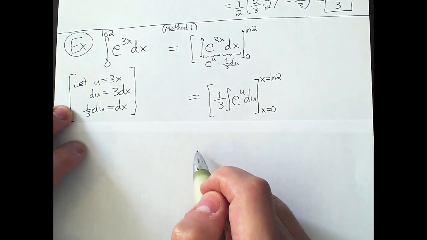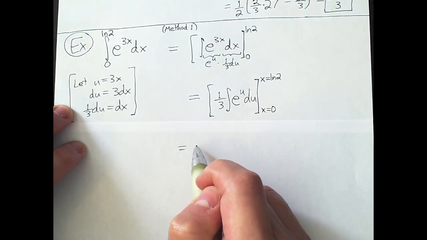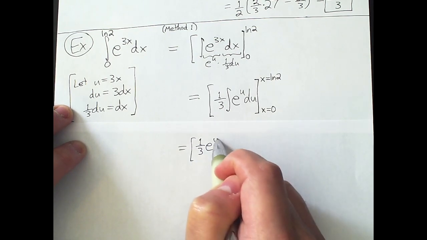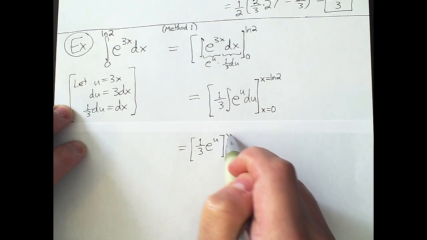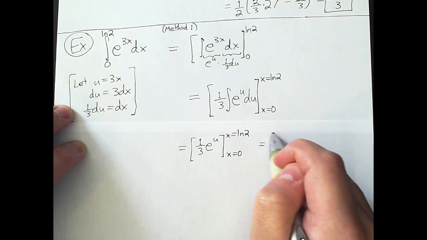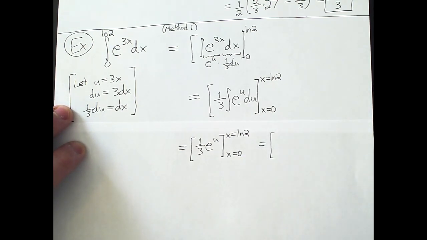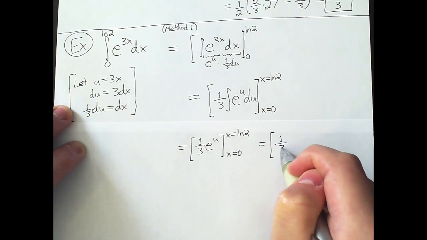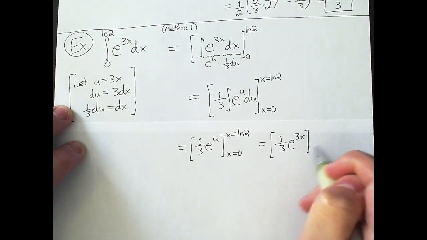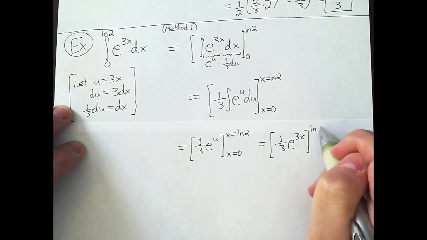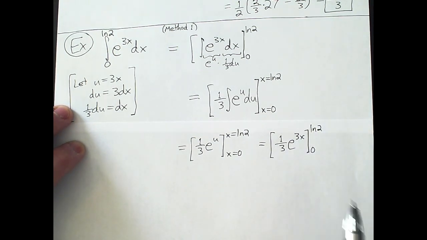All right, so what does this get us then? We integrate this, and we get 1/3 e to the u. We don't need to write the plus c. This is still an x value. And now, for the part that's inside the brackets, we need to get it back into terms of x. Well, we said u is 3x, so this is 1/3 e to the 3x. And at this point, I could just write ln2 and 0, because the problem is completely back in terms of x anyway.